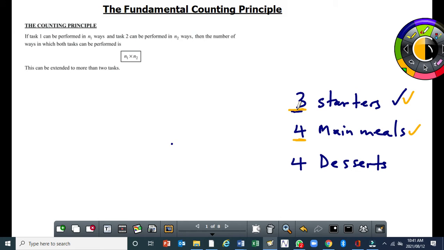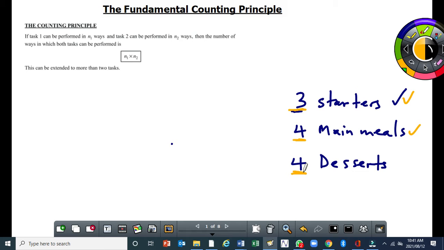Then the number of ways, in this case the number of meals that, in our case, we have got 3, but in this statement we have got 2. But it can be extended. It doesn't apply to only 2 tasks. It applies to at least 2 tasks. Okay? So in our case, we have got a third one. This will be like N3.